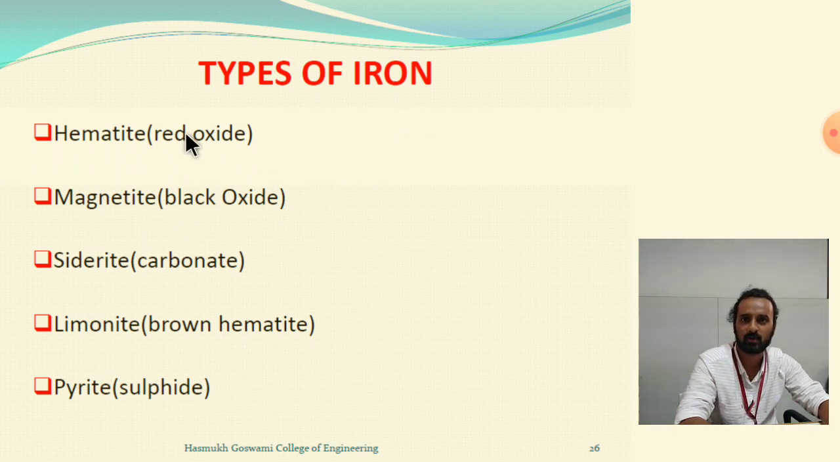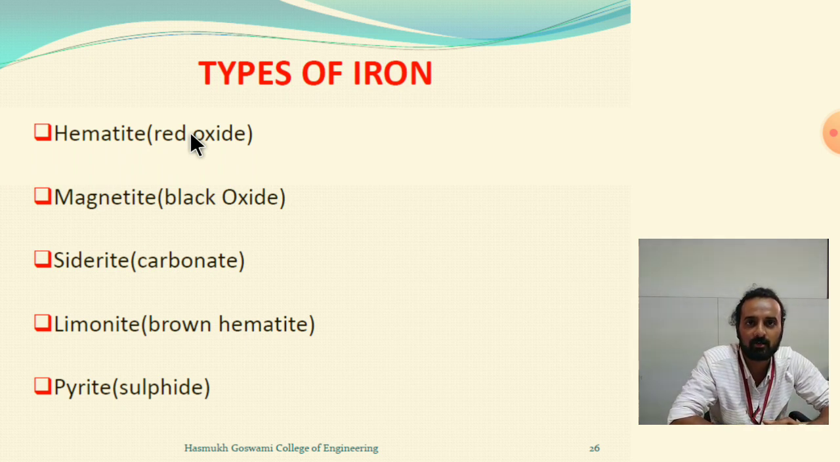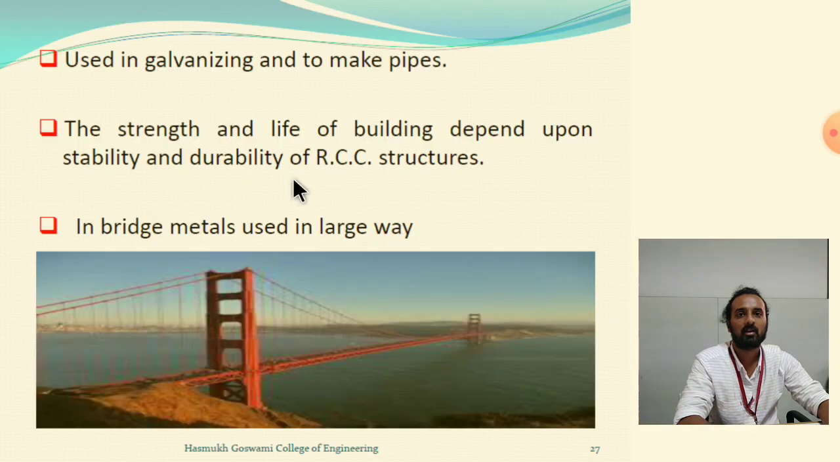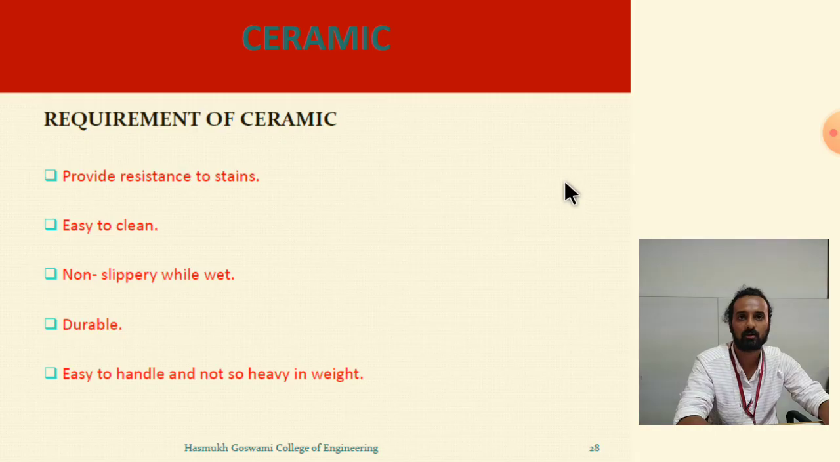These are the types of iron ore: hematite, magnetite, siderite, limonite, pyrite. It is used in galvanizing to make pipes. The strength and life of a building depends upon the stability and durability of RCC structures. In bridges, metals are used in a large way. So metals are used in our daily life in the construction industry. There is a very huge demand as of now.